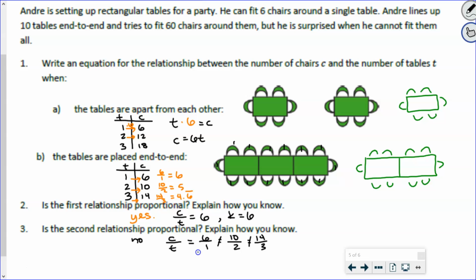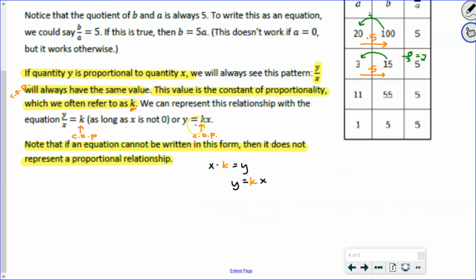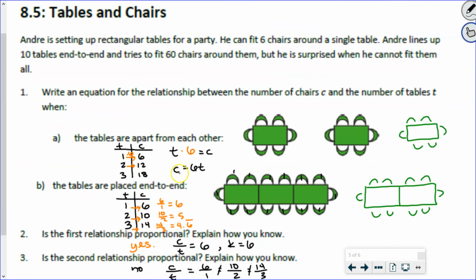And since that quotient is not equal, it is not proportional. I do want to point out just one little reminder here. When it says the equation must be of the form y equals kx, even though I used different variables, I used c and t, it still behaves the same way. It would be y equals kx, where I'm using different variables, but it still is that same format where it's only multiplication.